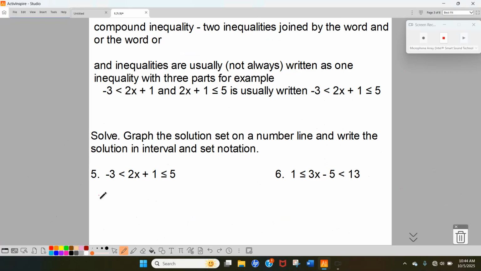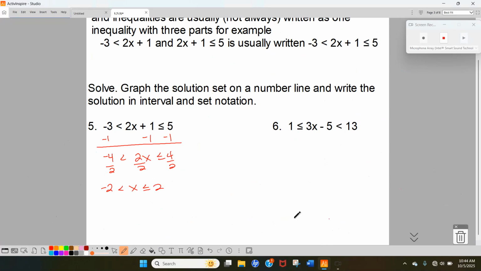All right, so when you have one that looks like this, the goal is to get x by itself in the middle. So subtract 1 in all 3 places. And then divide by 2 in all 3 places. All right, and then we still want a number line that we graph on.